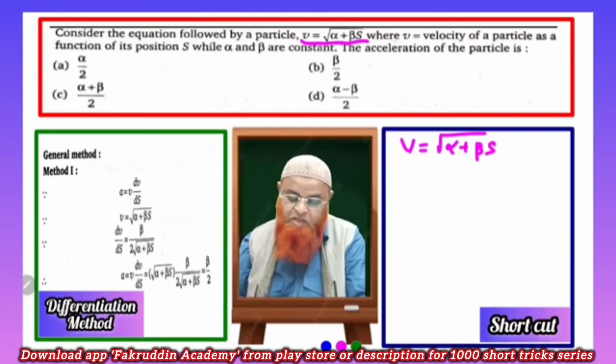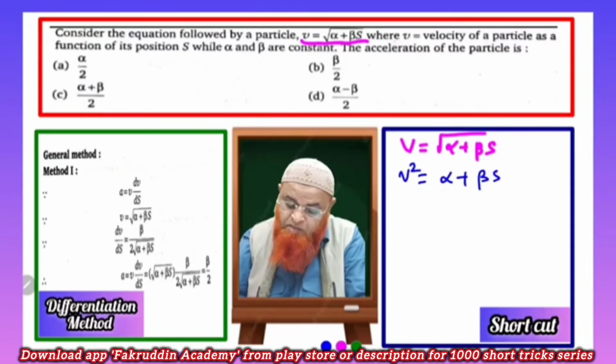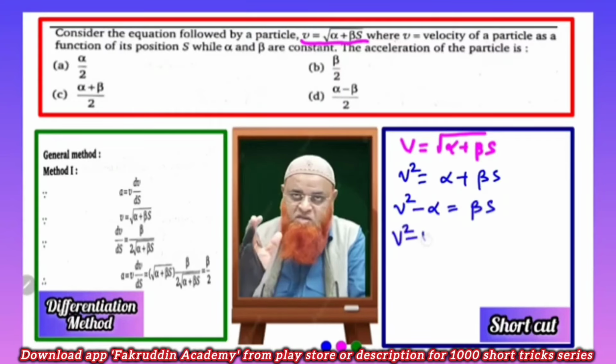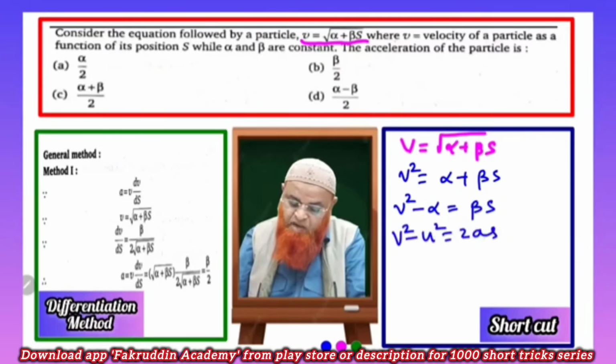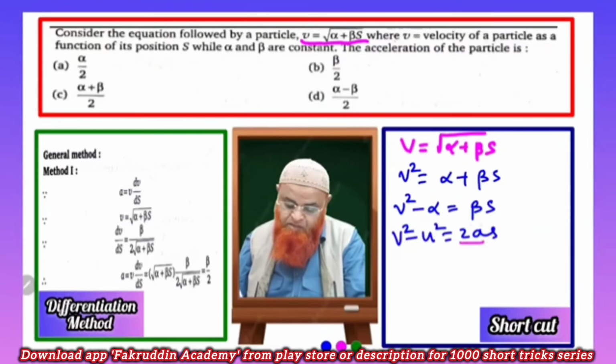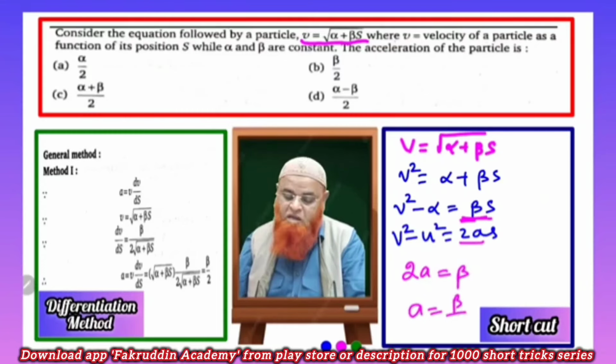Okay, so you can just see here, squaring on both sides, V square is equal to alpha plus beta s. And V square minus alpha is equal to beta s. Compare this equation with our general equation, that is v square minus u square is equal to 2as. So if you compare these two equations, here 2a is there. In the place of 2a, beta is there. You can just take 2a is equal to beta, and you can write a is equal to beta by 2.